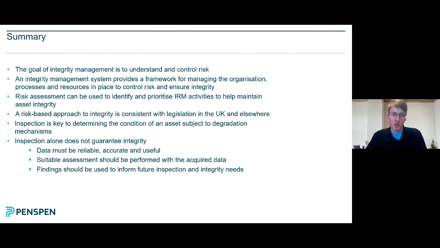Again, I'm going to mention that inspection alone doesn't guarantee integrity. You need to make sure that the data that you're recording is reliable, accurate, and useful, and that you then do something with that data, whether that's review it or conduct an assessment if you find that there are defects in your asset. And then the key thing is to make sure that the findings from that inspection and that assessment are fed back into your risk assessment through the integrity management loop so that it can inform your future risk assessment and future integrity needs.